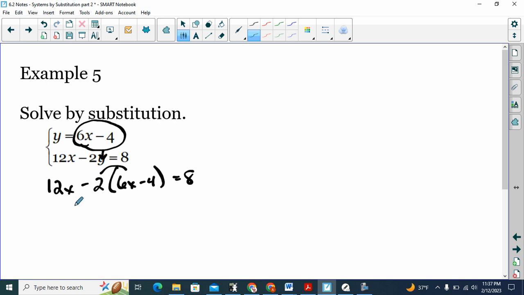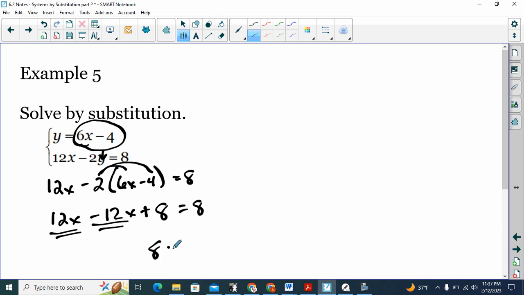Distribute. Negative 2 times 6x. Negative 2 times negative 4. Negative times negative, that's positive. 2 times 4 is 8. 12x minus 12x. Again, 12x minus 12x, I don't have any x's. I just have positive 8. 8 equals 8. 8's always equal to 8. So any x value would work here. We have an infinite number of solutions. We say that there are infinitely many solutions.